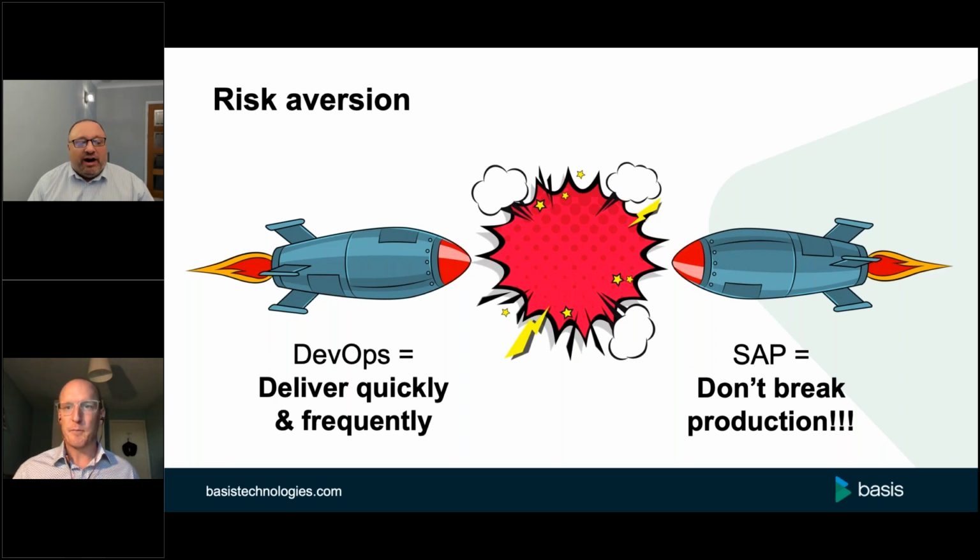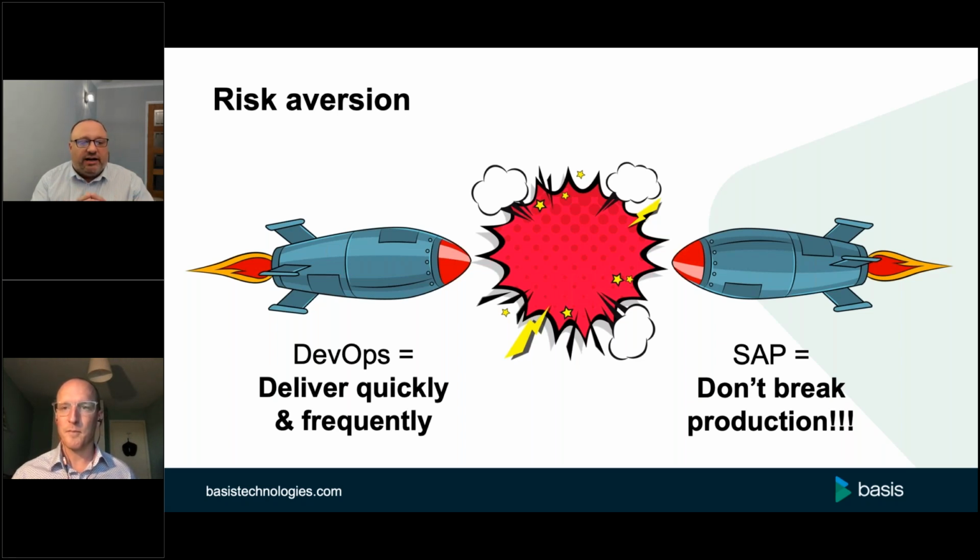Well, as this slide very succinctly puts it, I think, when we're talking about DevOps and delivering frequently and increasing the cadence of delivery into production, it is just completely anathema to the way most SAP organizations are set up.